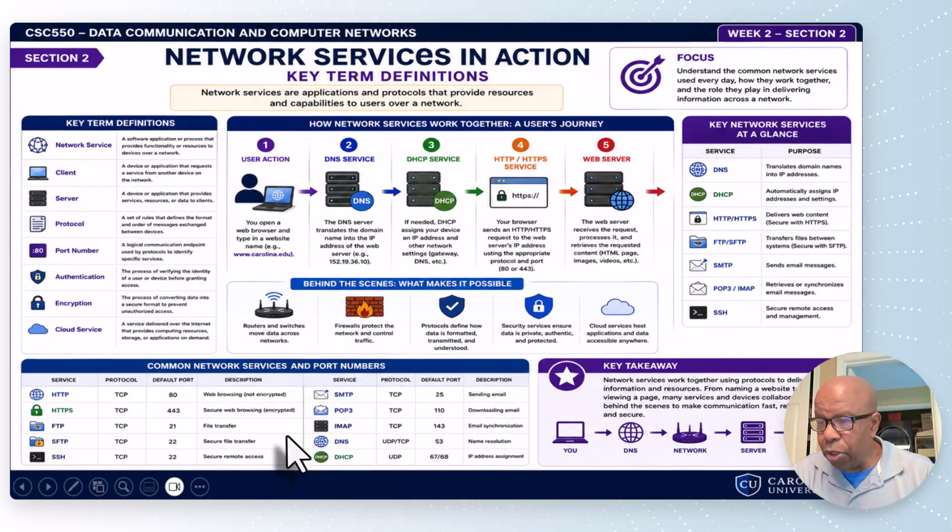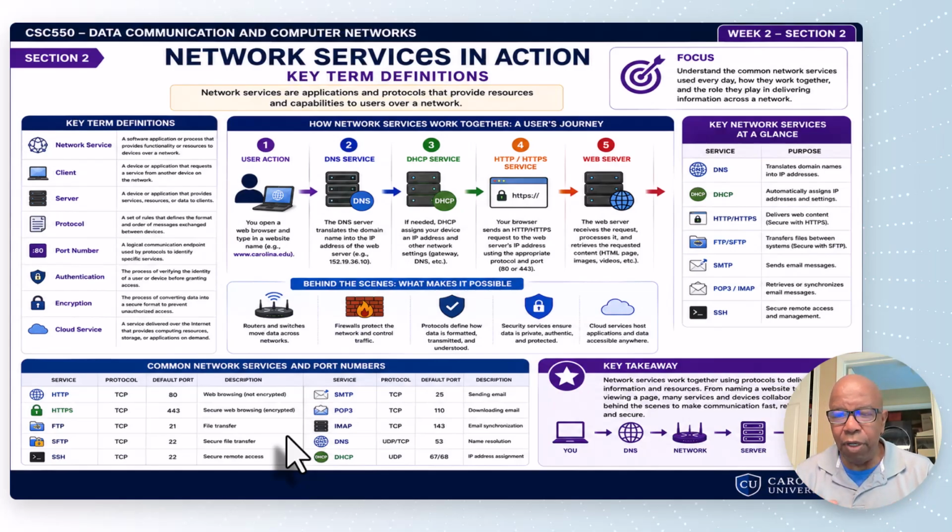Here, common network services and port numbers. HTTP, okay, a port on your computer. You have various ports, which are basically points where you can send information out. In this particular case, HTTP is normally a TCP protocol, and it comes out of port 80. HTTPS out of port 443, FTP out of port 21. These are defaults. Okay, these are just in general.